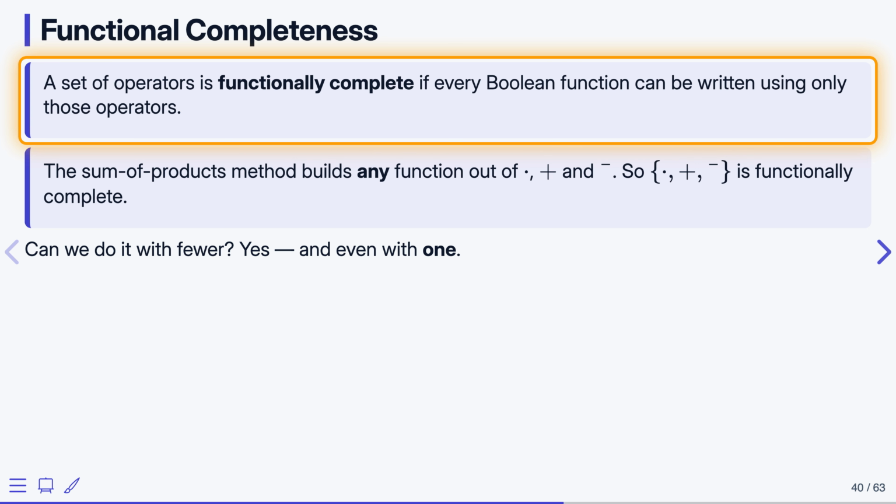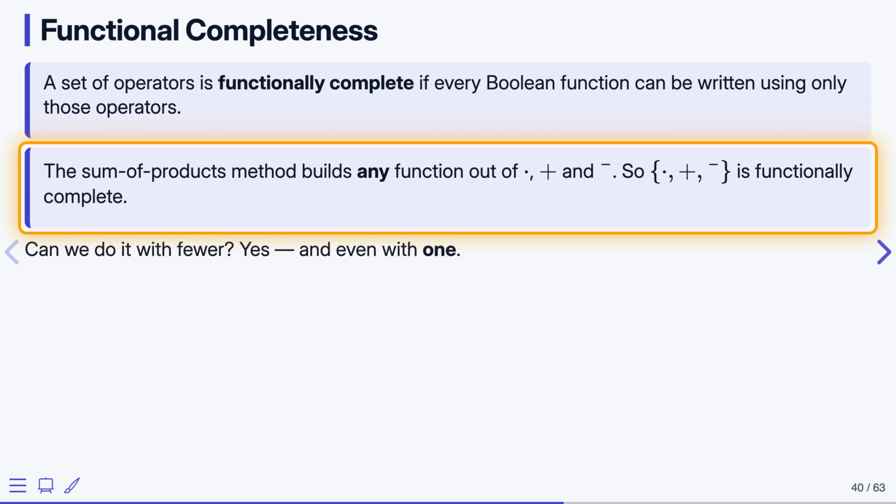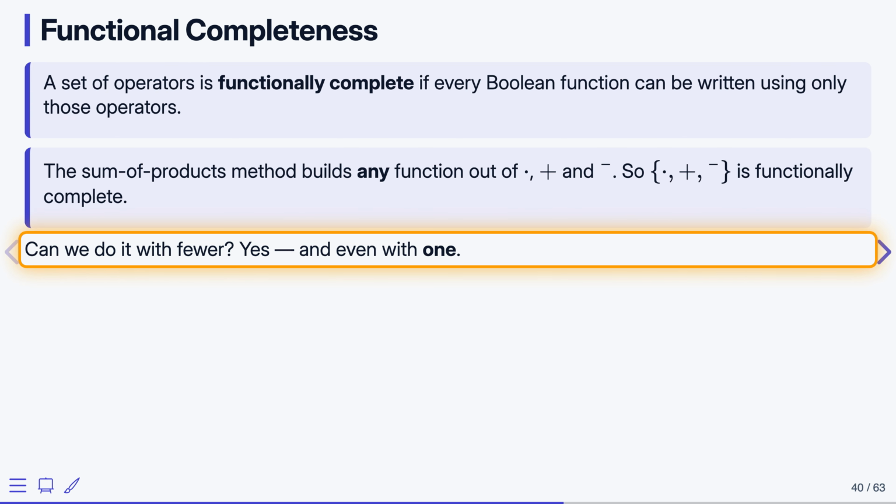A set of operators is called functionally complete if you can build every Boolean function using only those operators. Nothing else is allowed. We already have 1 complete set, and we did not even notice. The sum of products method takes any table at all and writes it with products, sums, and bars. So those 3 basic operators are functionally complete. Now the interesting question: can we get away with fewer than 3? The answer is yes, 2 are enough. And with the right choice, even 1 operator is enough. Let's see how.